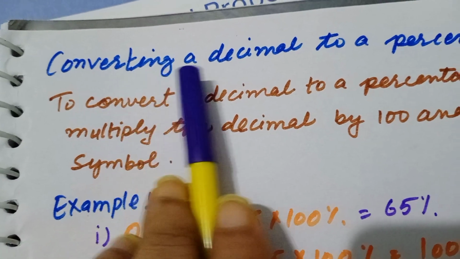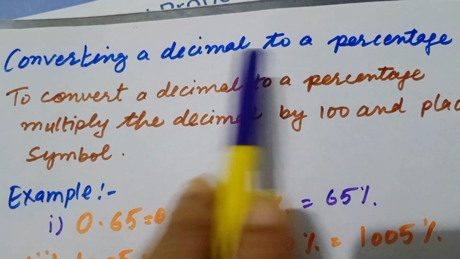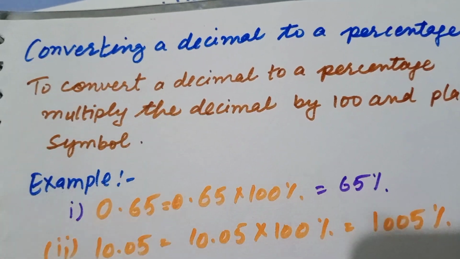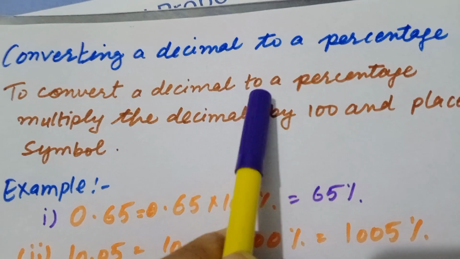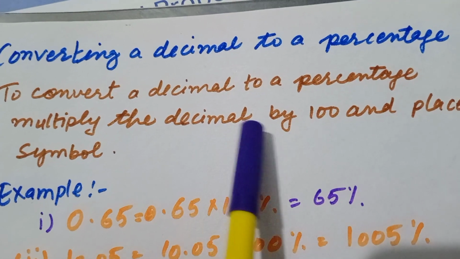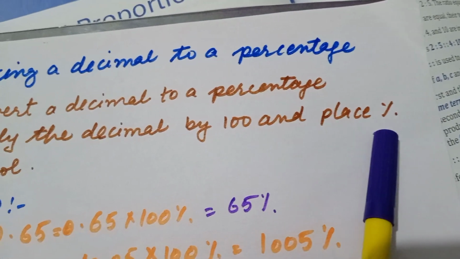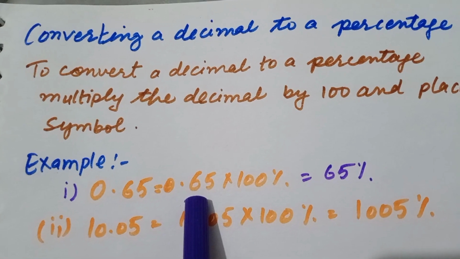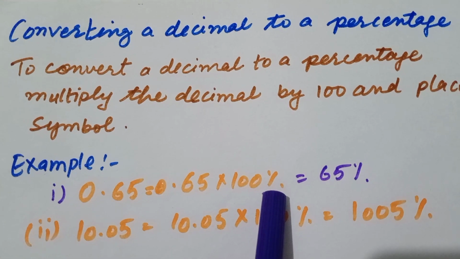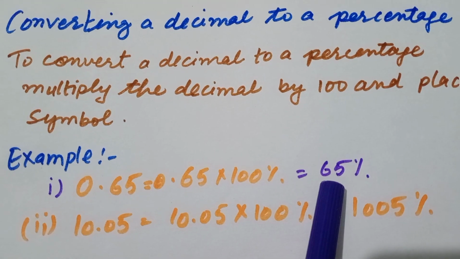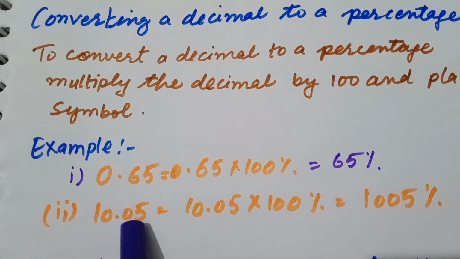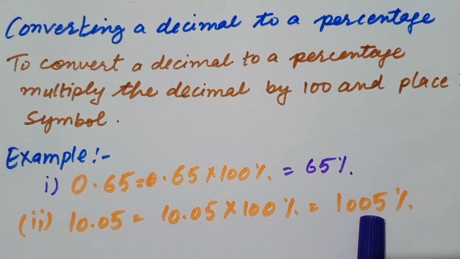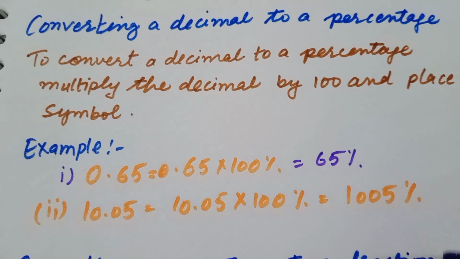Next topic is converting a decimal to a percentage. When we have a decimal number, we have to change it into a percentage. To convert a decimal to a percentage, multiply the decimal by 100 and place the percentage symbol. For example, I have 0.65. So what we will do, we will multiply with 100 and we will put the percentage symbol. So it will be 65%. Next, 10.05 into 100, so 1005%.